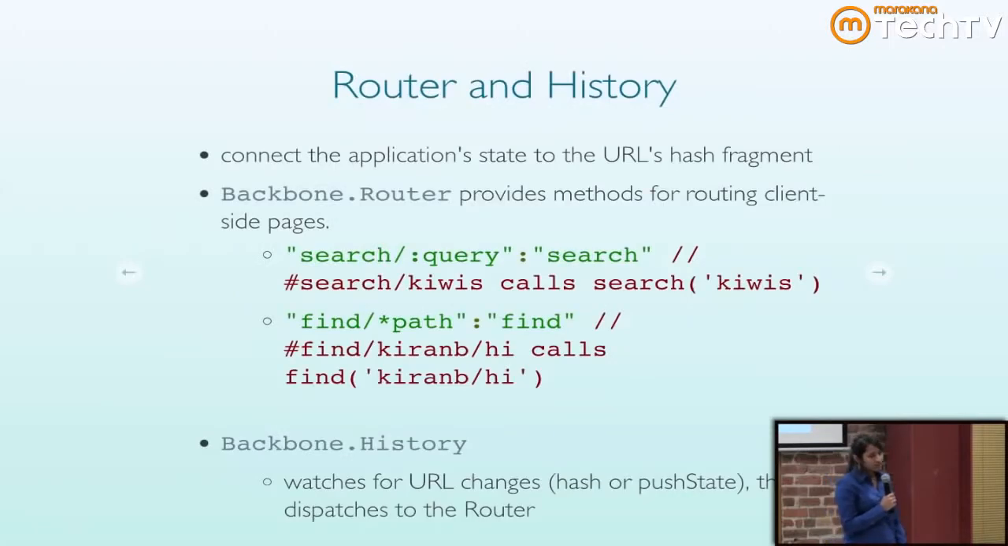And the router, this is what connects the browser state to your app. So it provides methods so you can route client-side pages. So you can give it variables and/or splats, and it'll call the function on it. And history is what deals with dispatching this to the router.